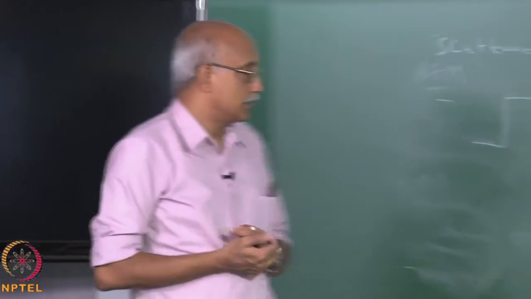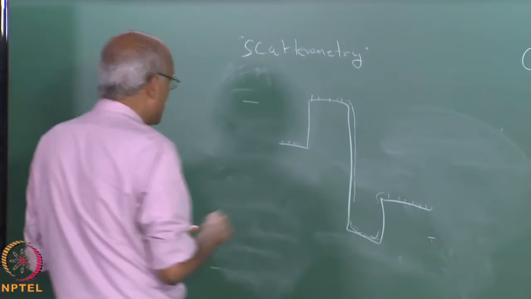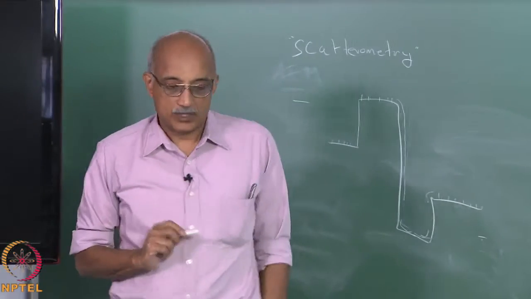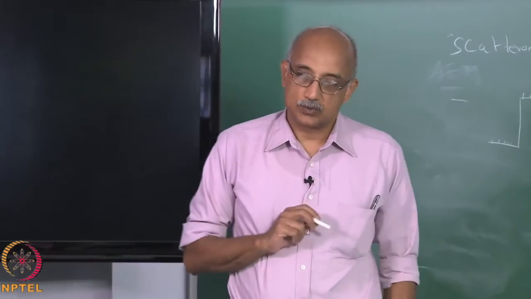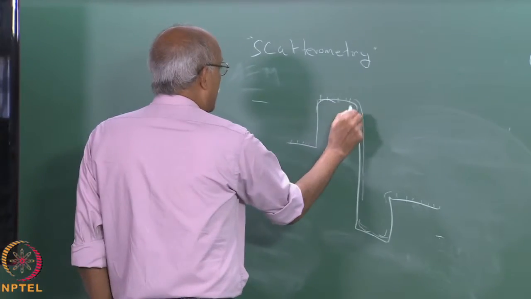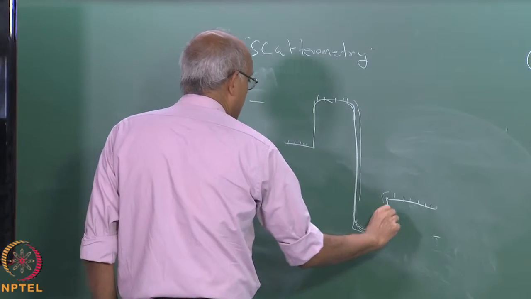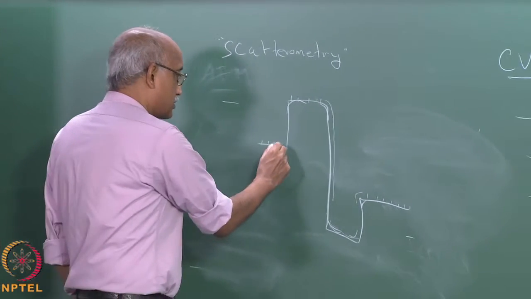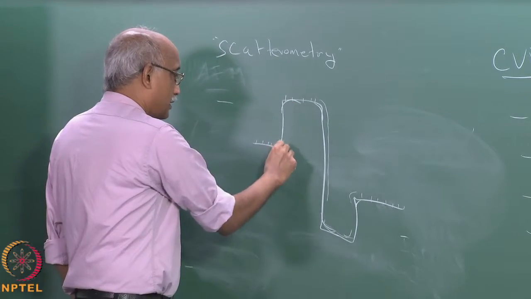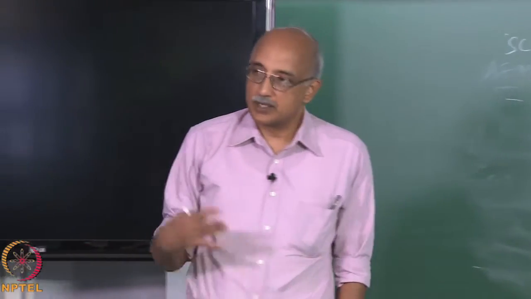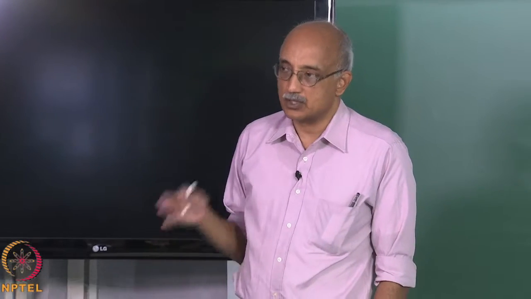Now, when you have sharp step changes, for example, when you have sharp corners, this technique finds it a little difficult to keep up with that. It's a better technique to use when you have more rounded corners, where the transition from one height to the next is gradual. This step change is actually what is difficult for many of these scattering instruments to be able to accommodate.